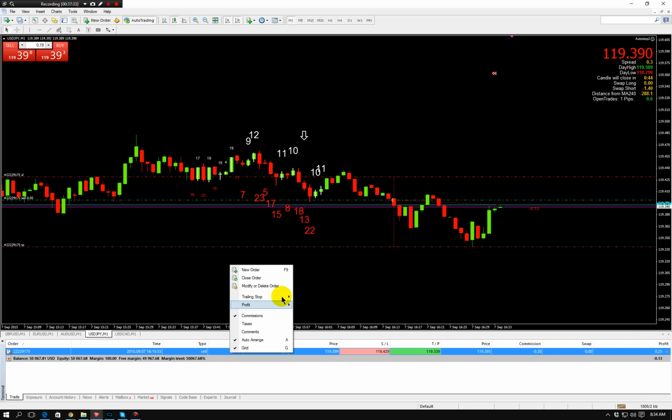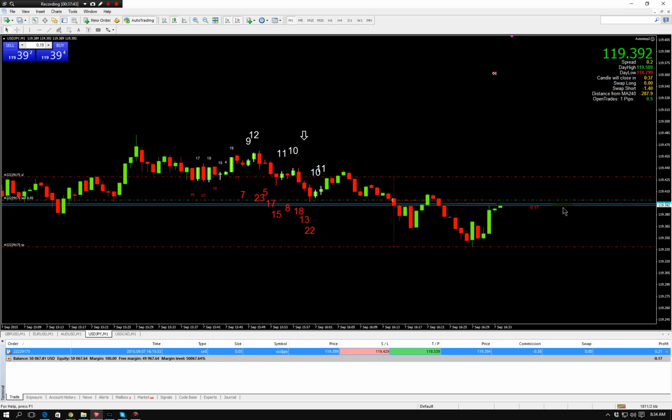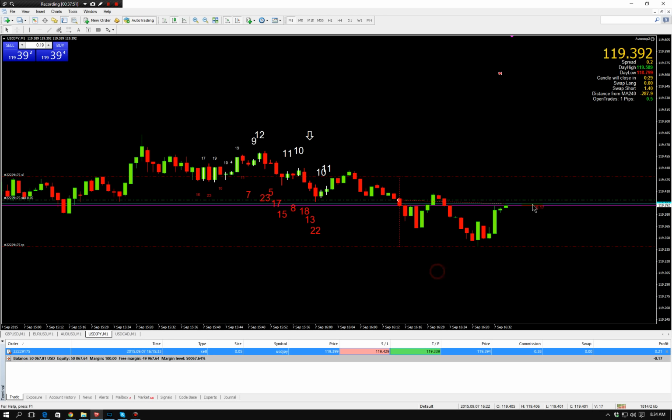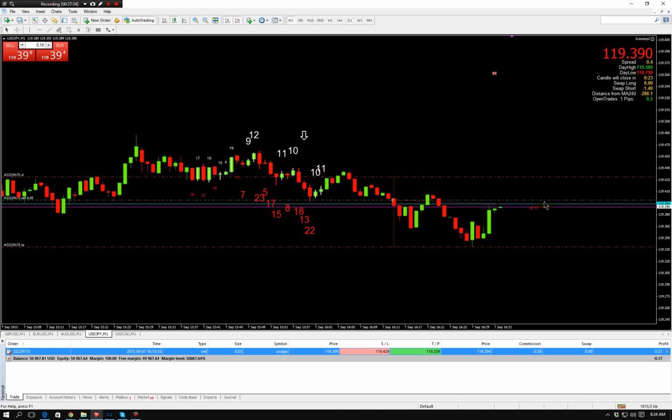We right-click, go to trailing stop. I'm doing the bare minimum I can really to break even on this one, which I think is about 15 points or 1.5 pips. So I selected that. You can also right-click here and do trailing stop and select it. I selected the buy order. The sell order, I'm sorry.